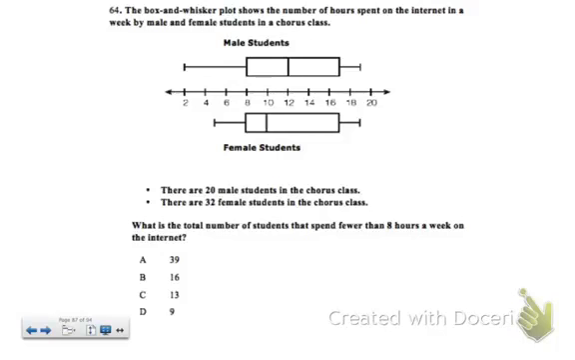So remember, the lowest point, the lowest whisker, is the minimum. The highest point, the upper whisker, is the maximum. The box makes up the lower quartile and the upper quartile, and the line in the middle is the median. Okay, remember the box and whisker plot will never tell us anything about the mean.